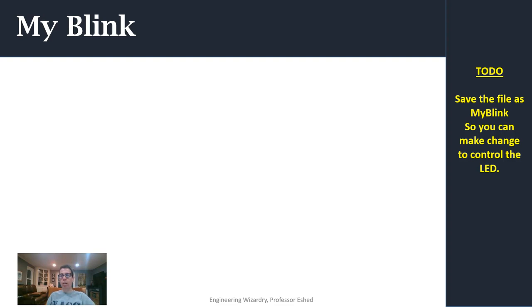Before we make changes to any software, the best thing you can do is save it under your own name: my blink, your name blink, whatever you want. Maybe make a file folder for all your own coding programs. Save it under a different name, because if you play with it and something doesn't look right, you can always upload the original file and go back to the original setting. So pause and save it, and then we'll continue.